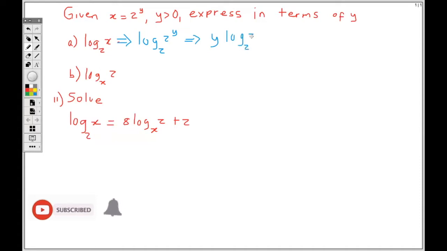So the base is 2, the argument is 2. When we have this, we know once the base and the argument are the same, then that's 1. So the answer is just y. The next example, I am going to use a change of base formula first. So for the change of base formula, you write the base that you want. So I am going to write base 2. So I'm going to have log base 2 in the numerator and log base 2 in the denominator.